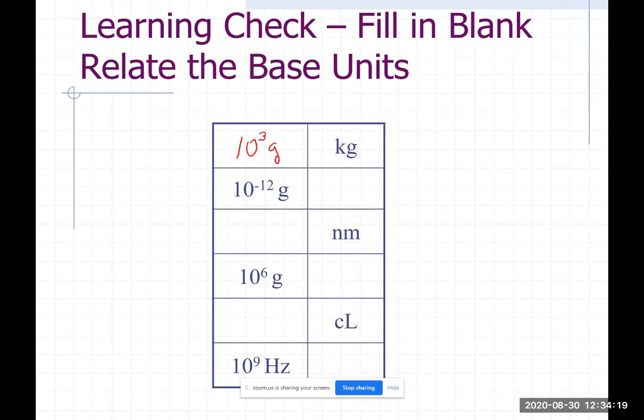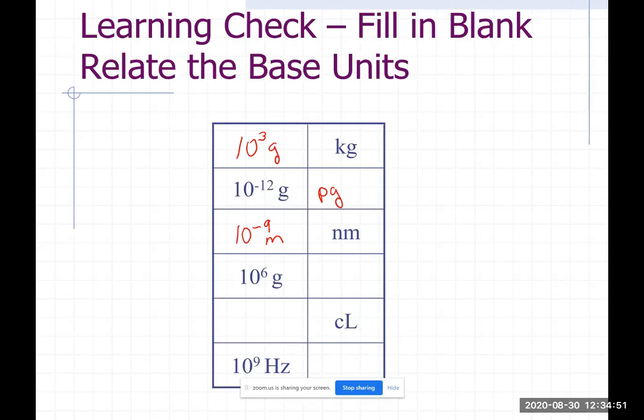And then 10 to the minus 12. So what is 10 to the minus 12? And again, we have grams. 10 to the minus 12 is pico, and so that would be picograms. What about nanometers? We talked about nano on the previous slide. I pointed it out to you real quick. So that is 10 to the minus 9. And again, because we have meters, that's going to be 10 to the minus 9 meters.